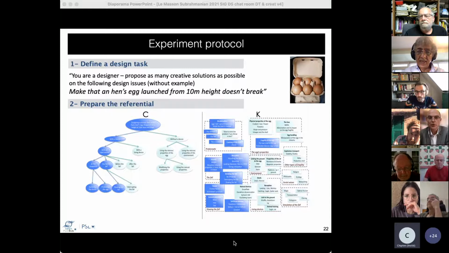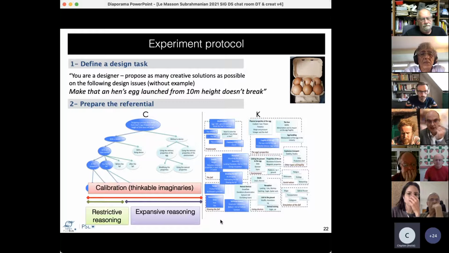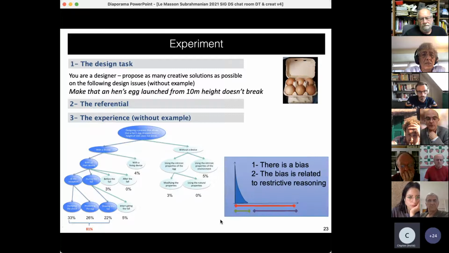So the experimenter will prepare the referential. And in this referential, they will be able to draw the red line and identify the restrictive rezoning, identify the expansive rezoning, and then diagnose possible fixation based on the ideas proposed by the ideator. So the second phase is to make the experiment, first without example, to diagnose the fixation. This is the result here. Without example, 4 out of 5 ideas fall in the restrictive area. So there is clearly a bias, and the bias is related to restrictive rezoning.